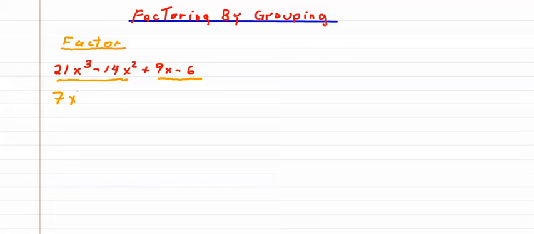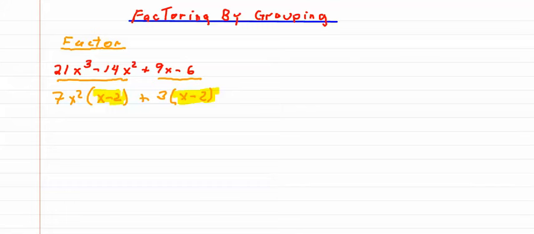7x squared times x minus 2, plus, and I look at these last 2 terms, the common factor is 3, and then I have x minus 2 times 3. When you factor by grouping, my mistake, the term in the parentheses and this one in the parentheses, those should be exactly the same. If they're not, factoring by grouping will not work.